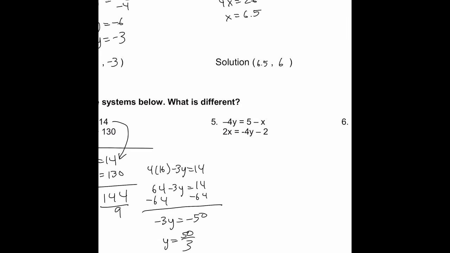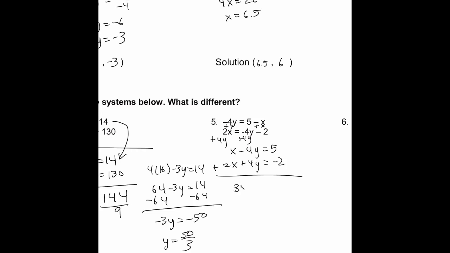Again, we are going to line them up so that you have each variable under each other. So I'm going to rearrange the first one first. I add x to both sides, so x minus 4y is equal to 5. For the second one, I'm going to add 4y to both sides, so I have 2x plus 4y is equal to negative 2.